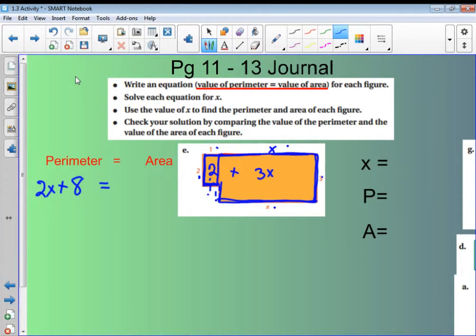They've slid them right next to each other. So I cannot really add these numbers because this 2 does not have an x. So I'm just going to write it out as 3x plus 2, or you could have 2 plus 3x. It's up to you. Okay, so there's my equation.